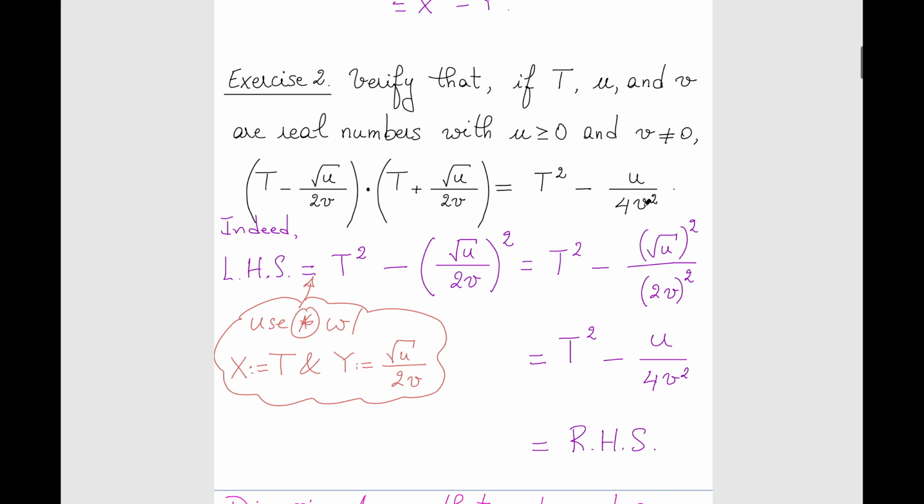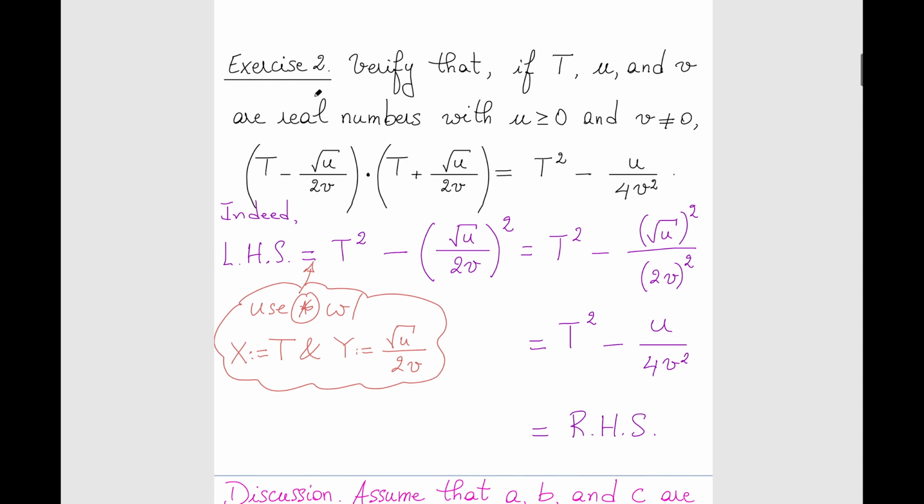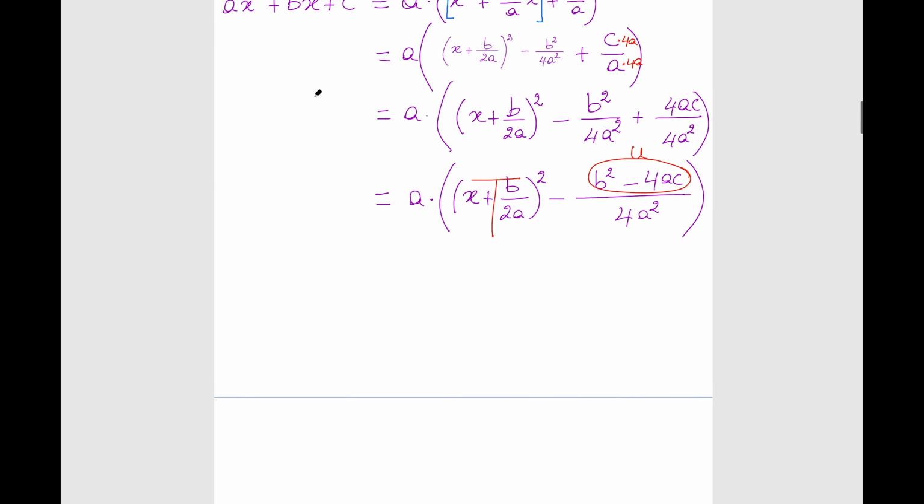Okay, v squared, a and v being the same. T squared minus u over 4a squared. That's the structure. You get this. You can split it as such, right? Makes sense? So what I'm gonna do is instead of this whole thing, I'm gonna write it this way. So it's t minus the square root of u over 2v times t plus the square root of u over 2v. So let's use the result of exercise 2.